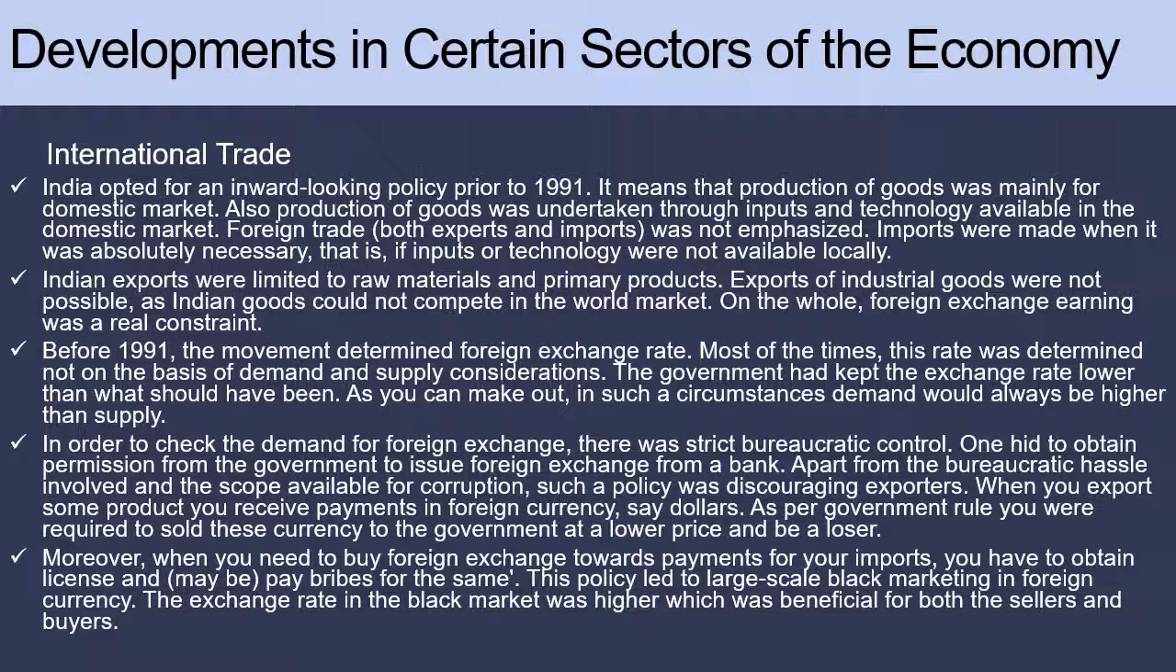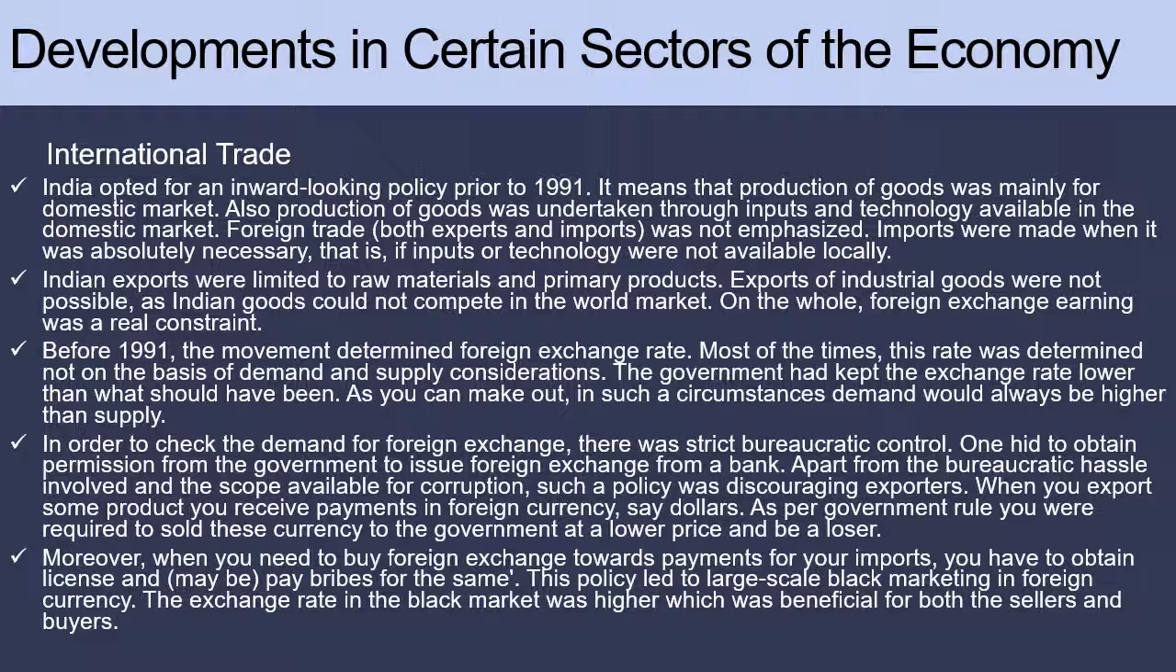Before 1991, the government determined the foreign exchange rate. Most of the time, this rate was determined not on the basis of demand and supply considerations. The government had kept the exchange rate lower than what it should have been. As you can make out, in such circumstances demand would always be higher than supply. In order to check the demand for foreign exchange, there was strict bureaucratic control. One had to obtain permission from the government to get foreign exchange from a bank. Apart from the bureaucratic hassle involved and the scope available for corruption, such a policy was discouraging exporters.